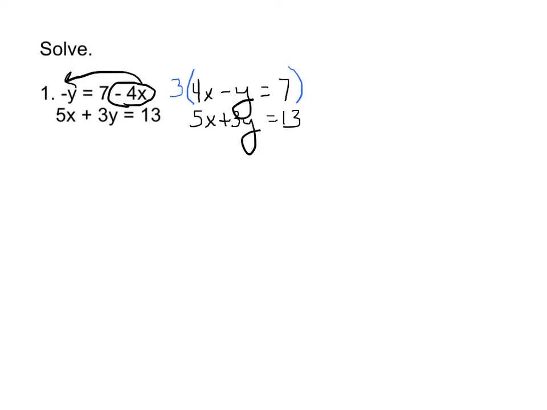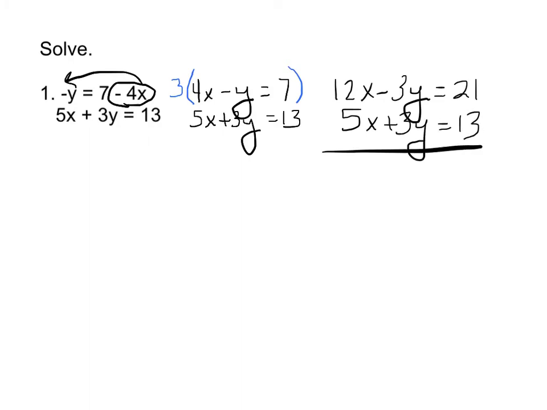That would give me 12x minus 3y equals 21. The second equation stays the same. Add them together, you get 17x, our y's cancel, equals 34. I divide both sides by 17, x equals 2.